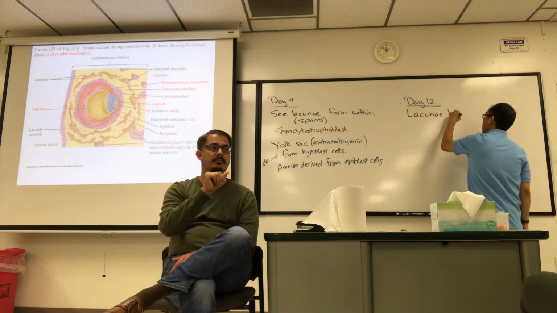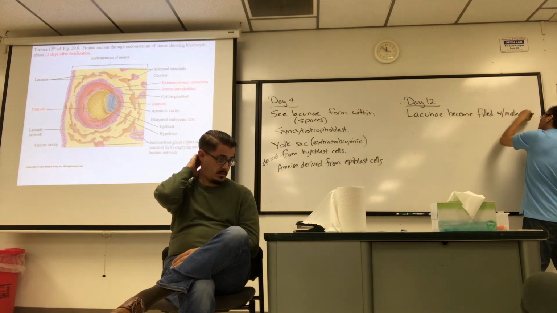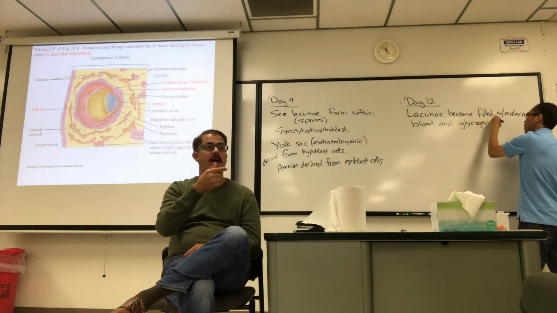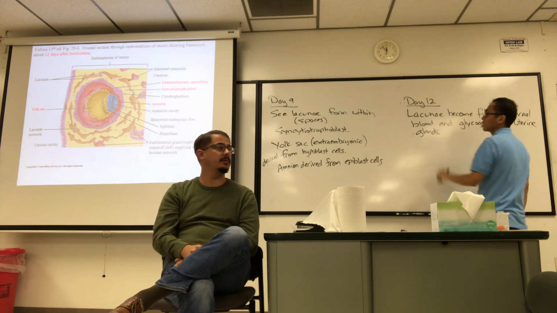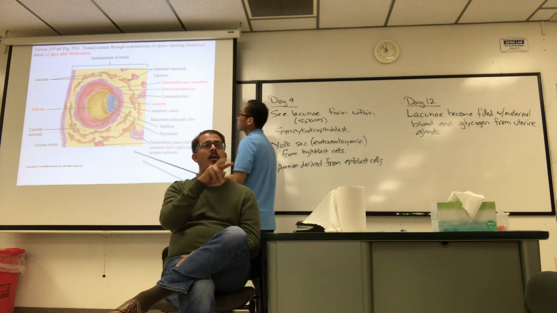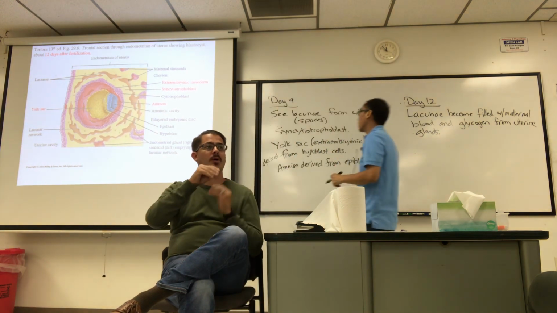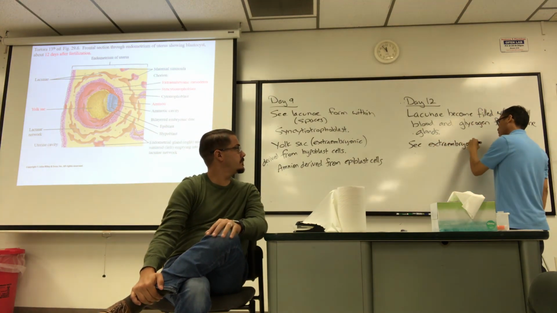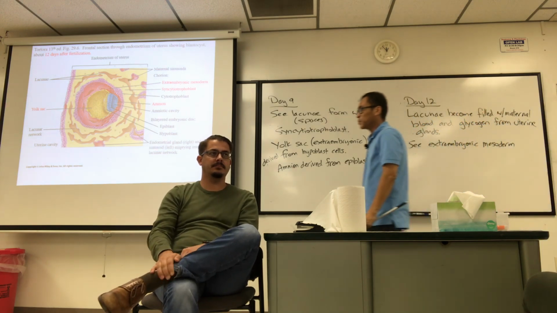Lacunae become filled with maternal blood and glycogen from uterine glands. The other thing I see that's starting to form is a proliferating extra-embryonic mesoderm. Just those cells are starting to multiply. So call that extra-embryonic mesoderm. Okay, that'll become more important later too in terms of the placenta.